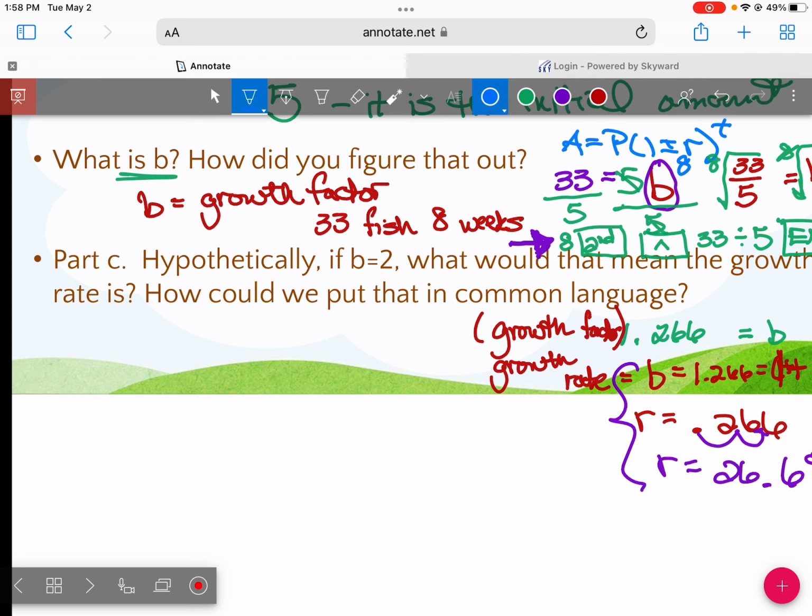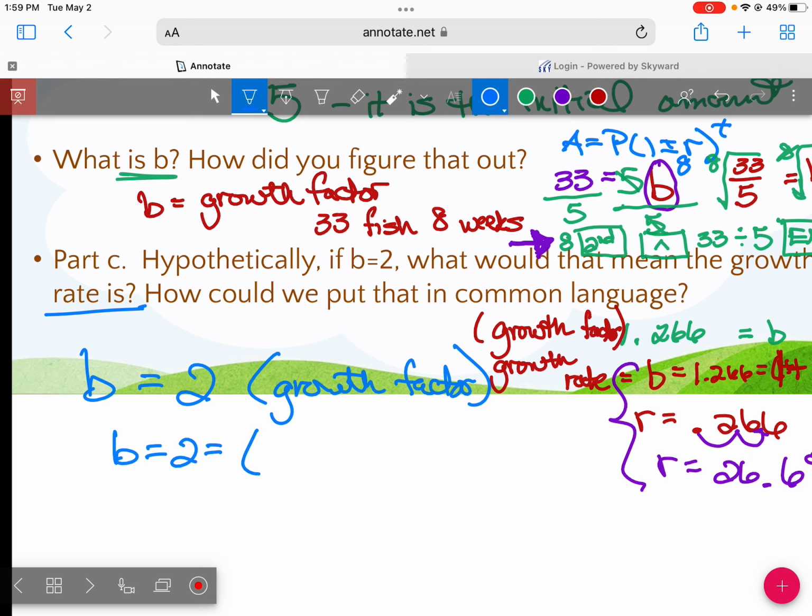Okay. Part C, hypothetically, if B is equal to 2, and remember B is our growth factor. If B is equal to 2, what would that mean the growth rate is? So B is equal to 2. We know B is also equal to 1 plus the rate. So 1 plus the rate gives me 2. Well, what's my rate then?